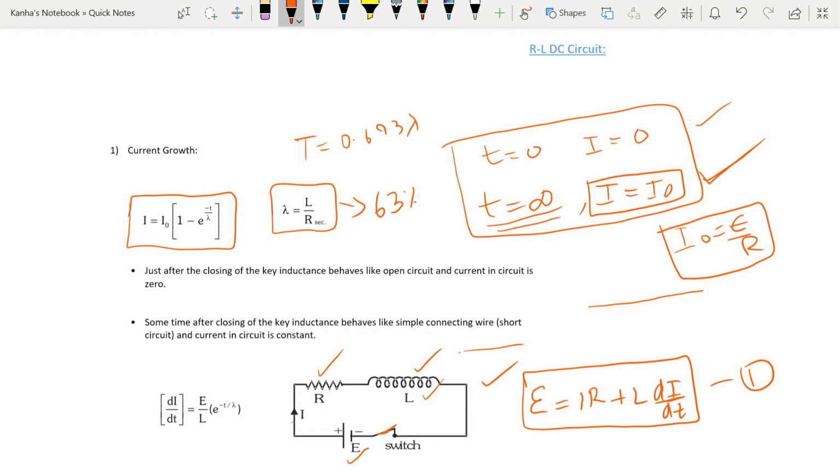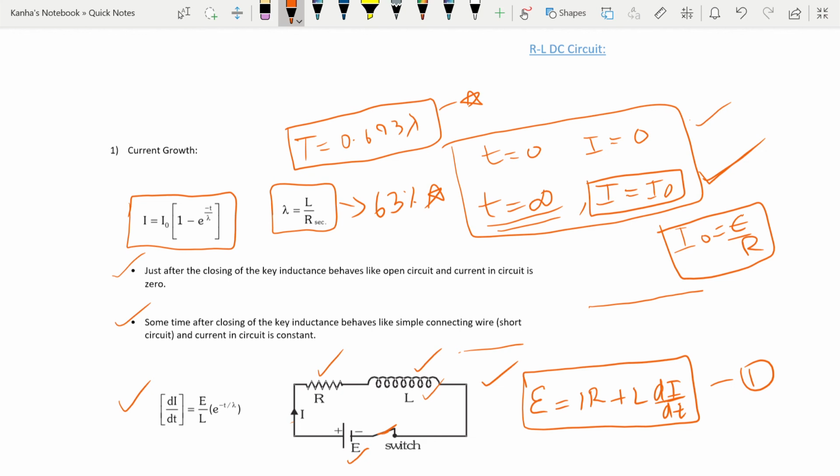0.693 into lambda. These are just some nomenclature and some definitions that you need to remember. Okay, so I've already mentioned all these points before. You can even find the rate of growth of current at any instant by calculating the di by dt. So di by dt is E by L into e to the power minus t by lambda.